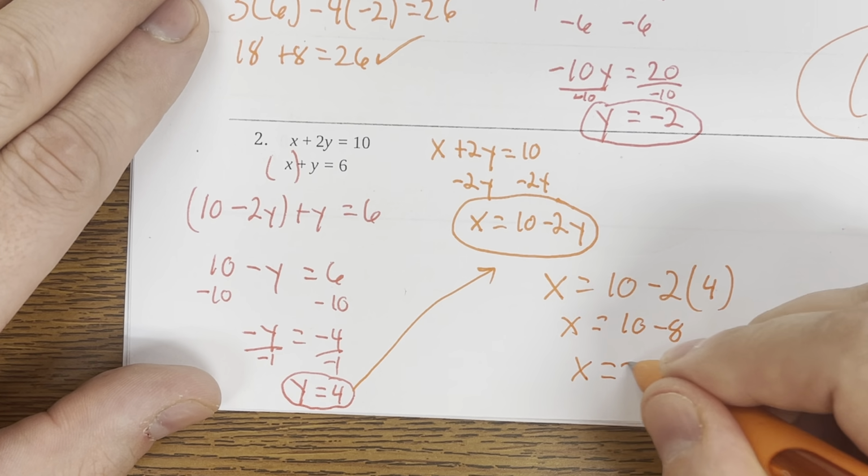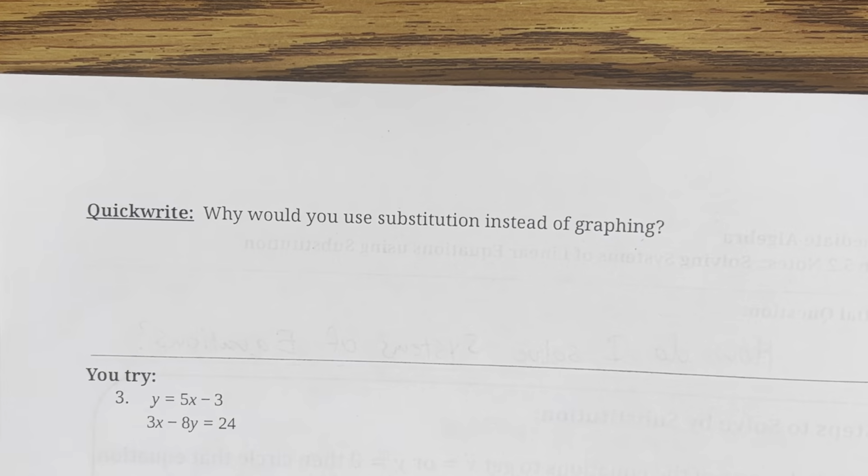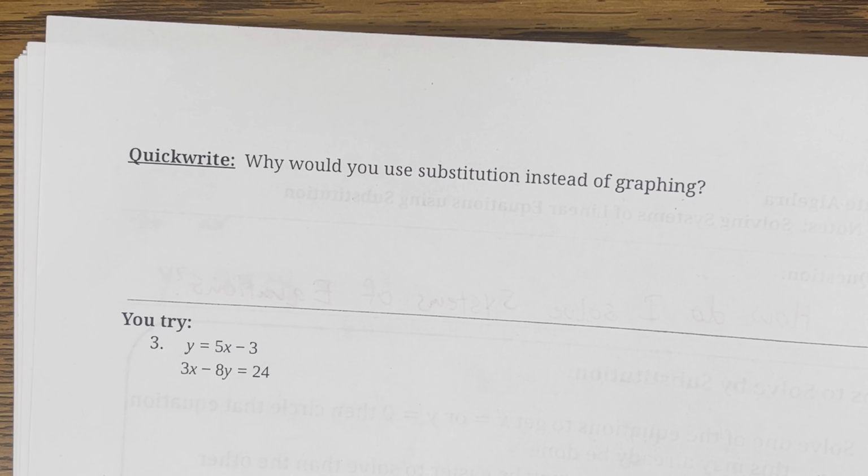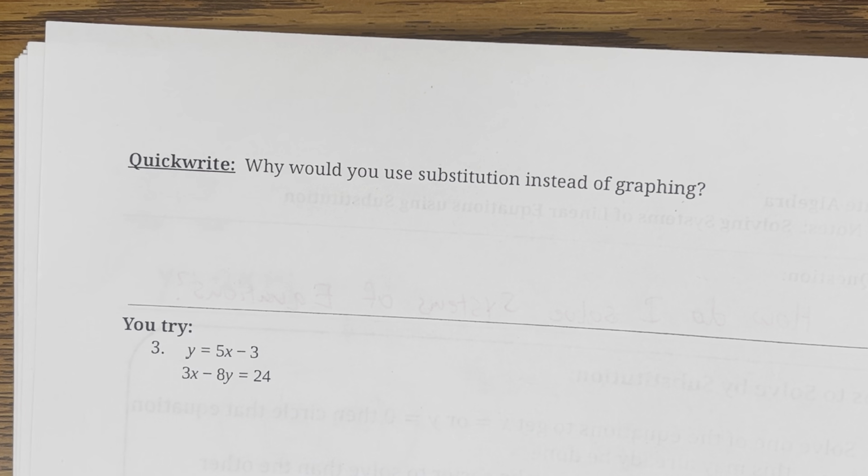If it's an A and B, A would come first. The smallest letter in the alphabet comes first. So why would I use substitution instead of graphing? I'm not going to write all this down, but why would I use this? It's more accurate. I don't have to be super precise. If I get a fraction for an answer, it'll show up correctly rather than just trying to guess where it intersected on the graph. And sometimes it actually is quicker than graphing as well. Or I might not have graph paper, okay?